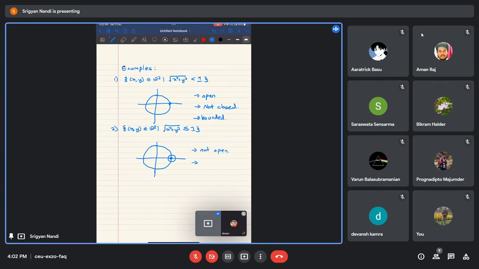If there is any point outside that serves as a limit point, then its distance should be greater than 1.